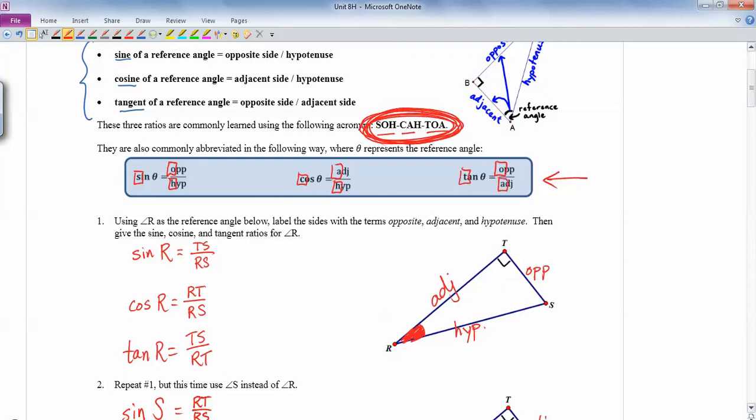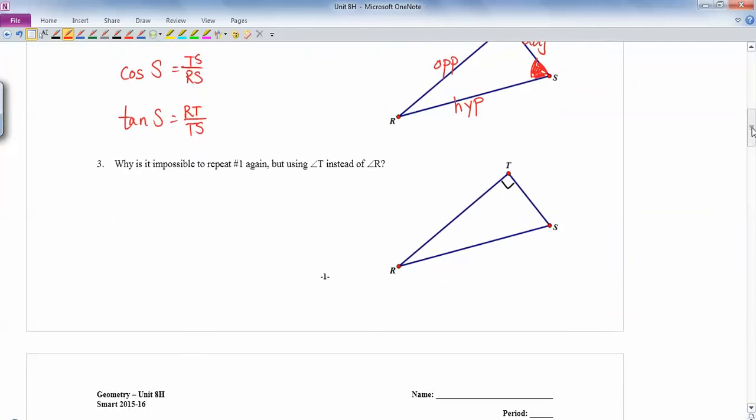So if you remember that pattern of something of the angle equals side over side, this tells you what goes with what. SOH, CAH, TOA are these guys right here. Okay, let's look at 3. And I'll just write the word here again: SOHCAHTOA.